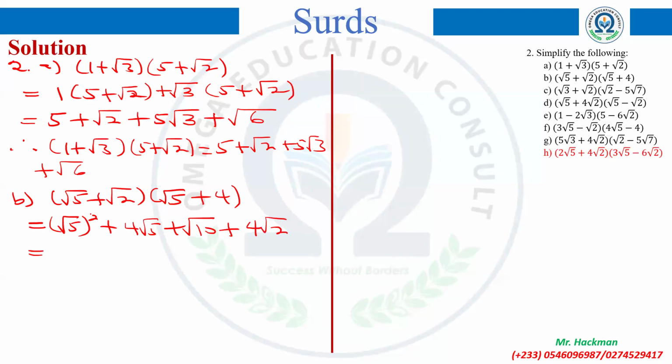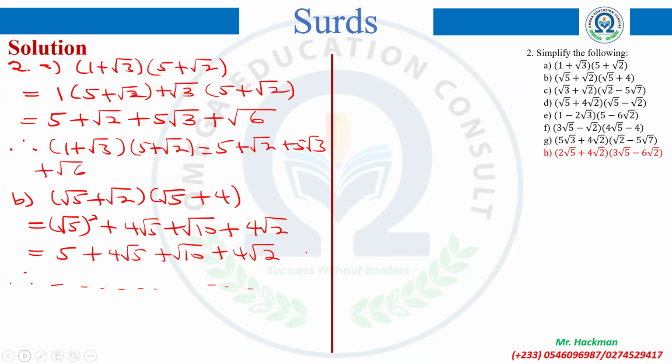So that will give us root of 5 squared, and that will give us what? 5. The square will get rid of the square root. Then plus 4 root of 5 plus root of 10 and plus 4 root of what? Root of 2. So you comfortably come and draw your conclusion.